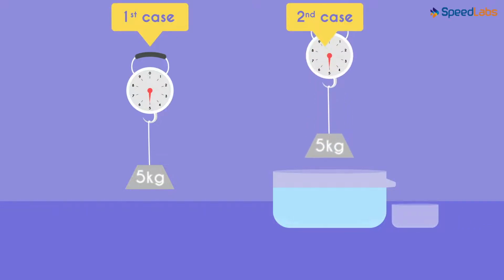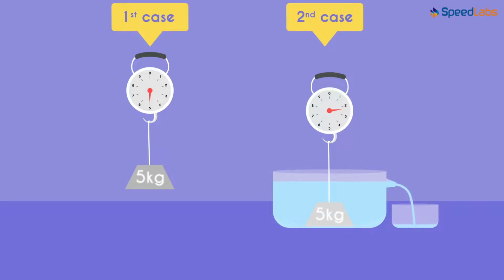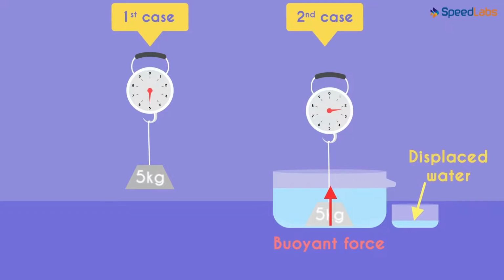Now slowly lower the solid object into the water and you'll see that the reading will be a lower number as compared to the previous case. Why is that? It's because of the buoyant force acting on the object. You'd have also noticed that some water was displaced. Now in this context, we can say that the weight of this displaced water is equal to the magnitude of the buoyant force acting on the object.